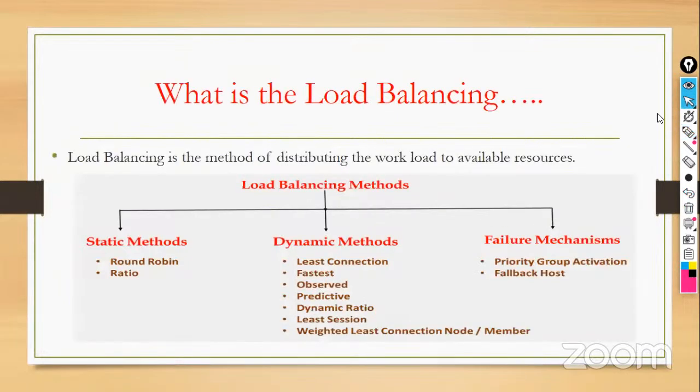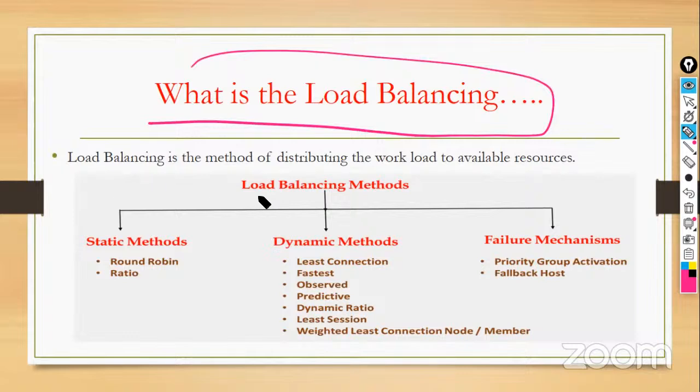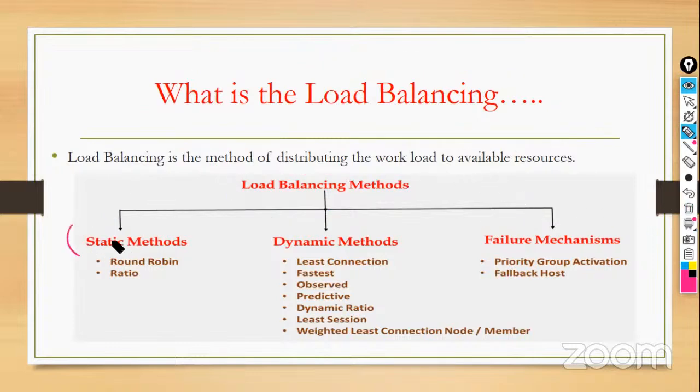Now, if we talk about what is load balancing, as we discussed, load balancing method is just the heading, but we have sub points: static method, dynamic method, failure mechanism. Load balancing is a method of distributing the workload to available resources. For example, with the static method, you will see only these options: round robin, ratio, least connection, fastest object.